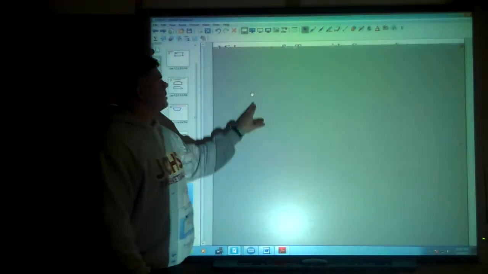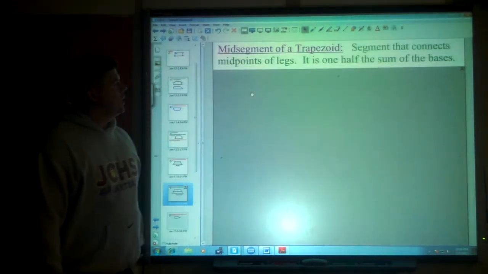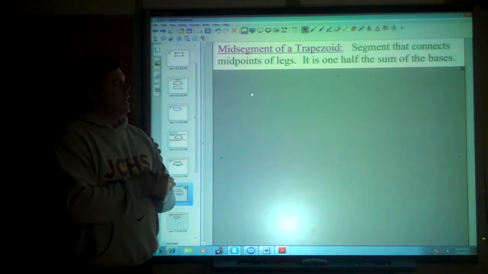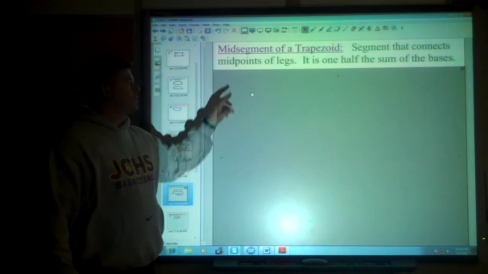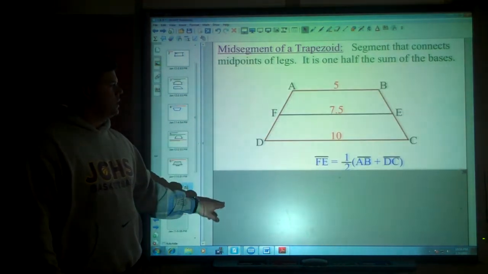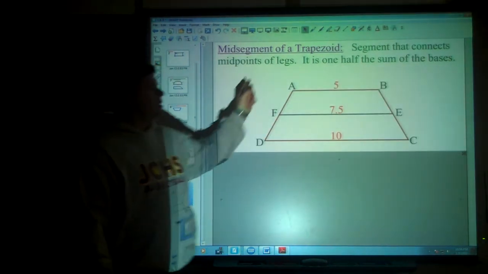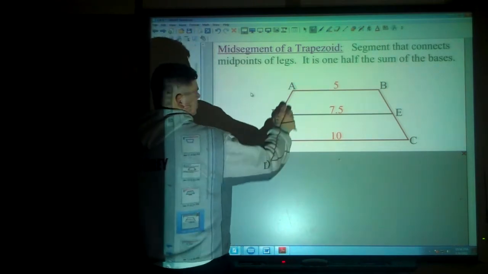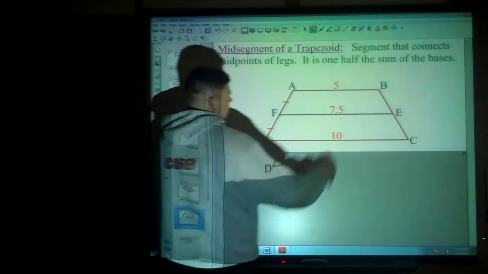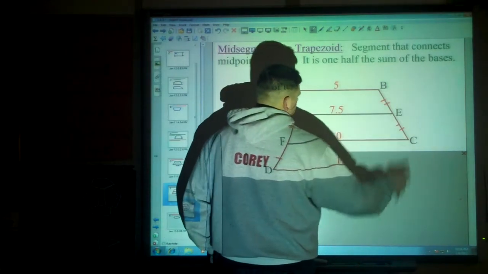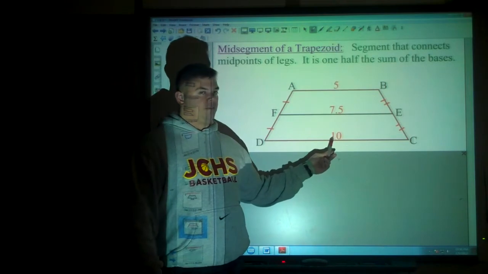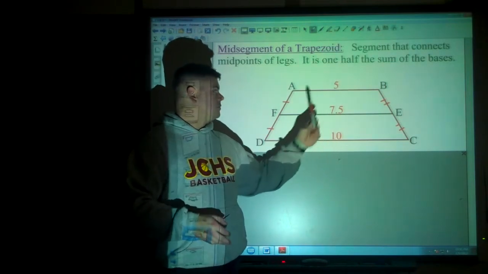And we've talked about a concept similar to this before, midsegment. The midsegment of a trapezoid is a segment that connects the midpoints of the legs, and it will be 1/2 the sum of the bases. So here's a situation. If you have a trapezoid, and this is the midsegment, which means this measurement right here is the same as this measurement here, and this measurement is the same as this measurement. Take these two and add them together. That gives you 15. Cut it in half, 7.5.